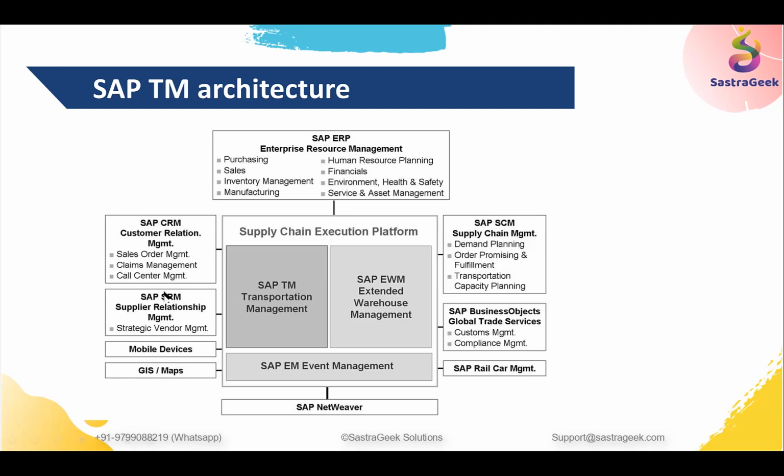So SRM was also linked because it was part of SCM. So this is just an APO thing, and these are CRM, SRM, everything is there. So business objects are there for GTS, which is used for customs clearing and all. So those are compliance relevant. You need TM to be integrating with that one.